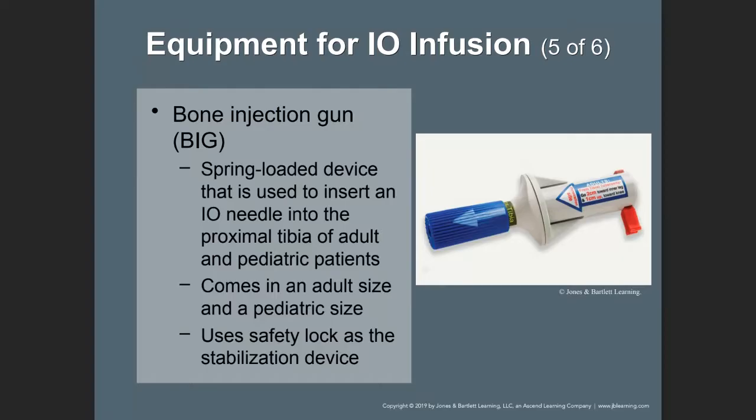The bone injection gun is a spring-loaded device that is used to insert an IO needle into the proximal tibia of adult and pediatric patients. It comes in an adult size and a pediatric size. It uses a safety lock as a stabilization device.